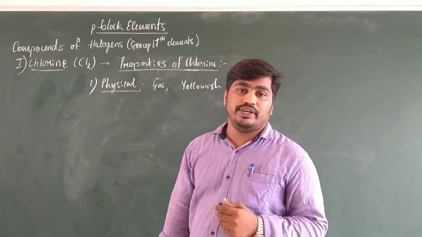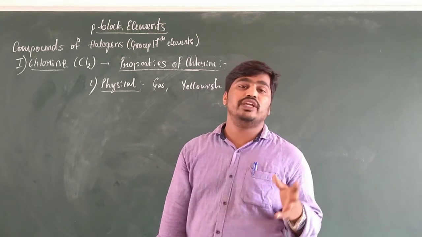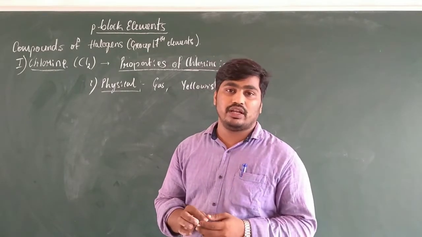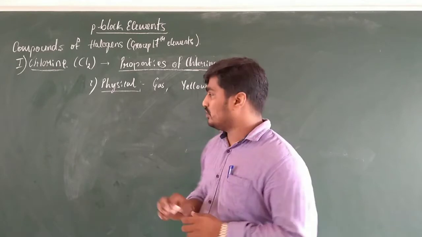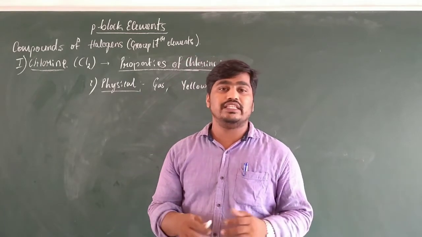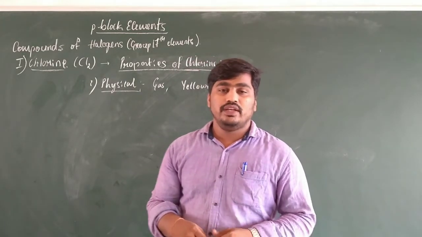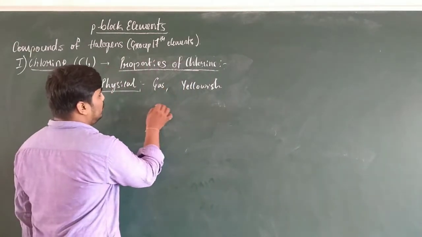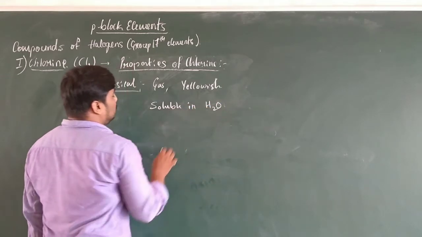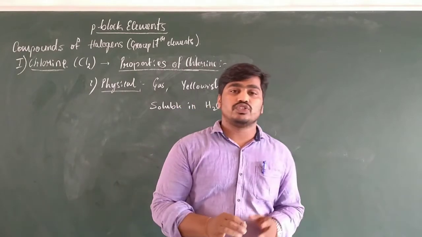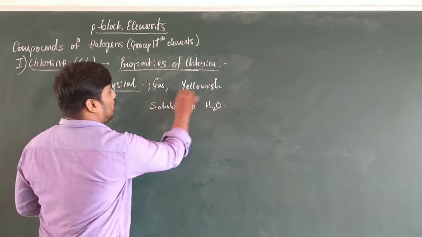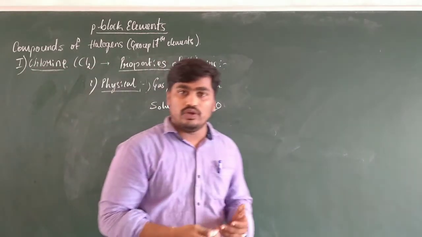The boiling point is very low. Because of that, it is very easy to liquefy chlorine gas. When we liquefy the chlorine gas, a yellowish green colored liquid is obtained, because of the low boiling point. Therefore it is very easy to liquefy chlorine. Next is solubility. It is easily soluble in water. So this chlorine gas shows solubility in water. It exhibits the yellowish color property, and also it is soluble in water.